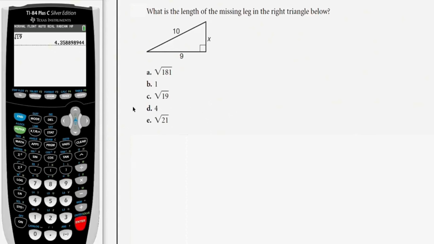4.358 exactly. So the correct option is what? Option C, square root of 19. This is basically how you can solve this kind of problem. It's not fast. Hope there's something interesting from this video.